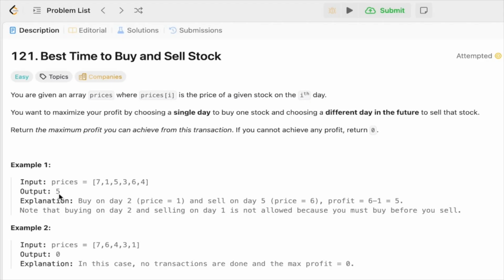And in the next example, we have prices 7, 6, 4, 3 and 1. So in all future days, the prices reduce. So no transaction can be done with maximum profit. Hence we are returning the output as 0. I hope the question is clear. Now let's see the approach.